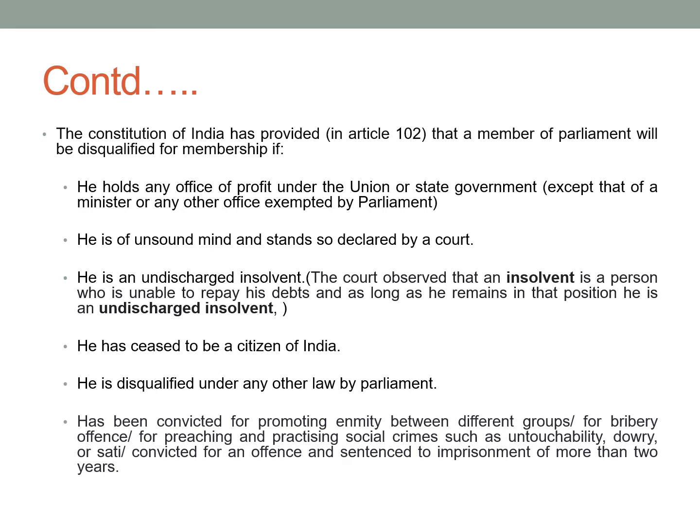Next, if he has ceased to be a citizen of India, if he is disqualified under any other law by the Parliament, if he has been convicted for promoting enmity between different groups, or for a bribery offense, or for preaching and practicing social crimes such as untouchability, dowry, or sati, or convicted for an offense and sentenced to imprisonment of more than 2 years. Such persons are not suitable to get membership in the Parliament.